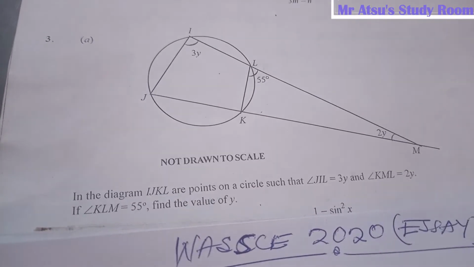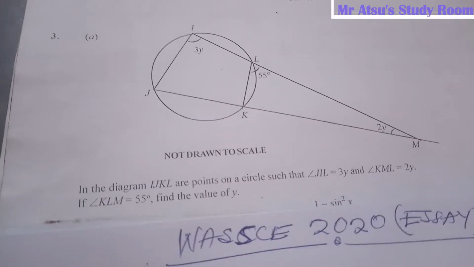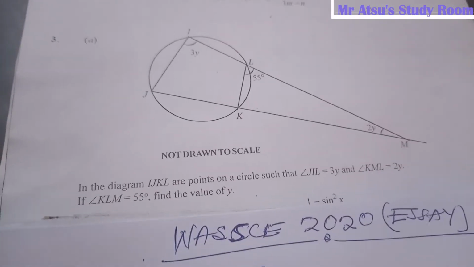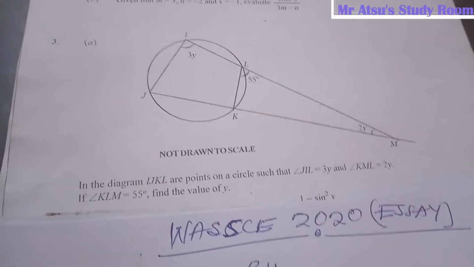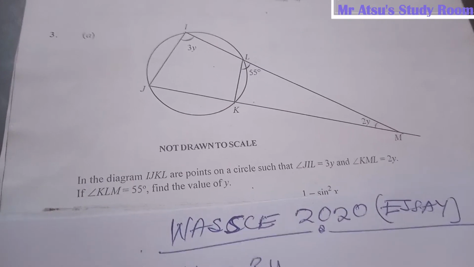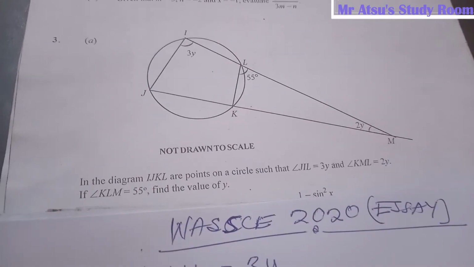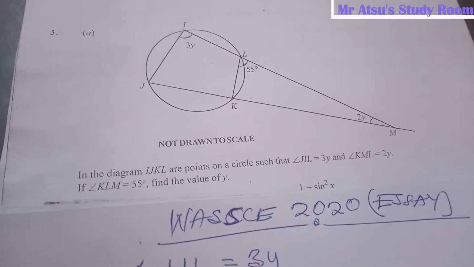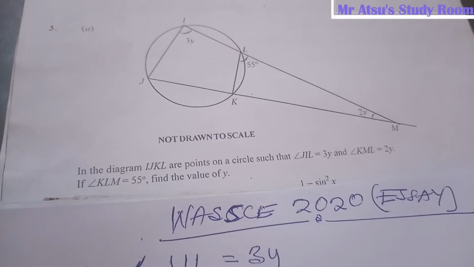So now we know LKM as 3y, plus KML as 2y, then plus KLM at 55 degrees, and that should give us 180. Let me just cancel the degree sign for now.